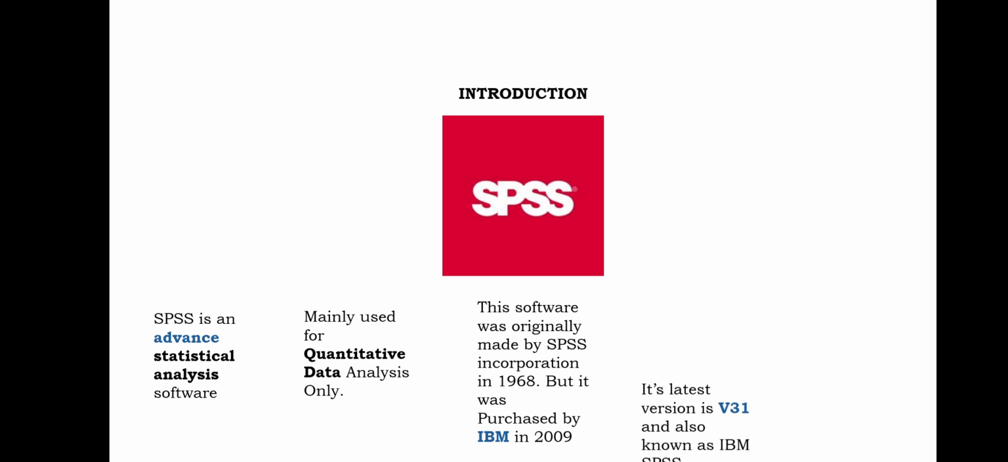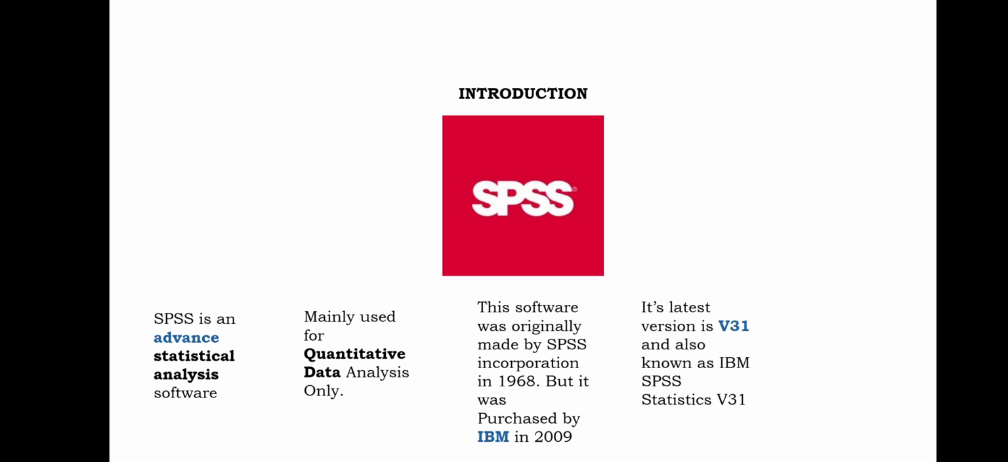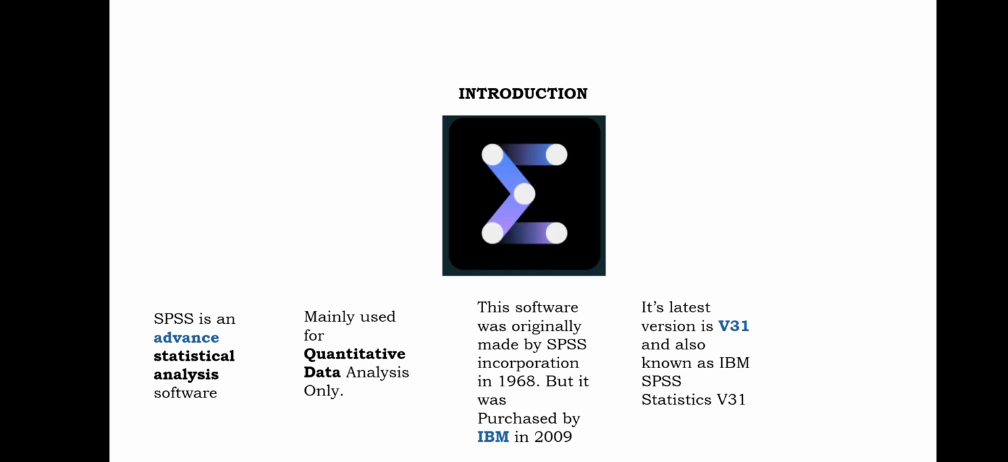Today SPSS has 30 versions and the latest version is V31, that is version 31. IBM calls it IBM SPSS Statistics V31. And the amazing thing is, its logo is not like this, but it actually is like this. So if you open the V30 and V31 versions, you will see this logo. What makes SPSS amazing is the integration of artificial intelligence in it. Now it is more customizable, also very easy to use for the users.